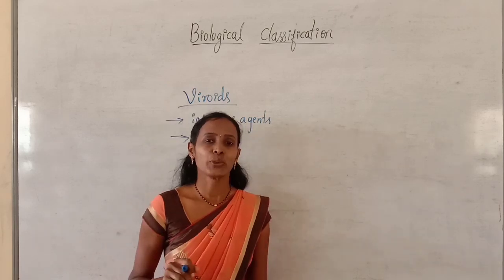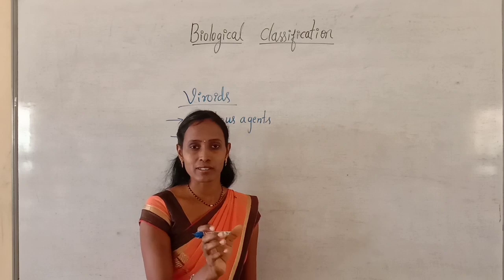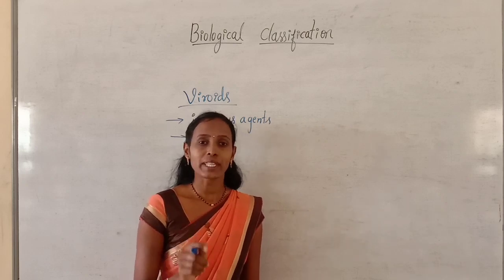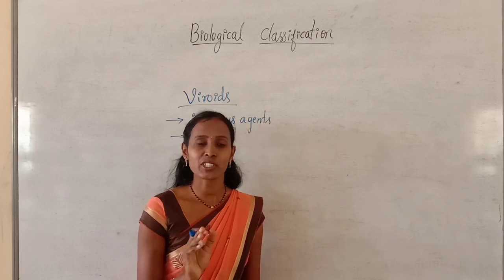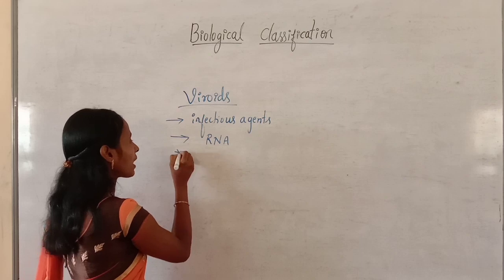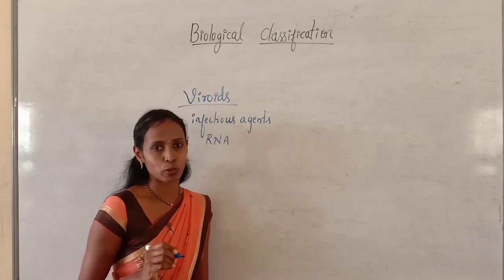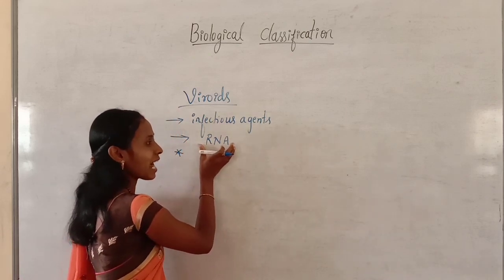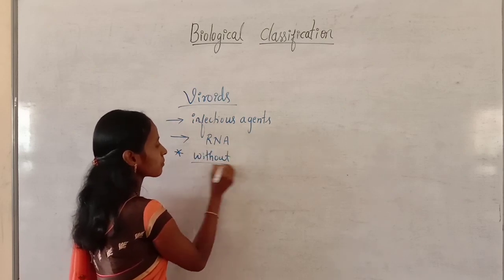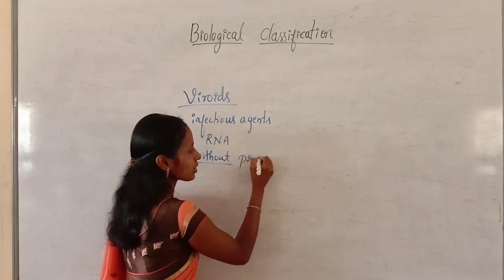In viruses, you have studied that they are enclosed by a protein coat called the capsid. But in viroids, we cannot find such a protein coat. So very importantly, the viroids are without protein coat. They contain only RNA without protein coat. This is very important, without protein coat.